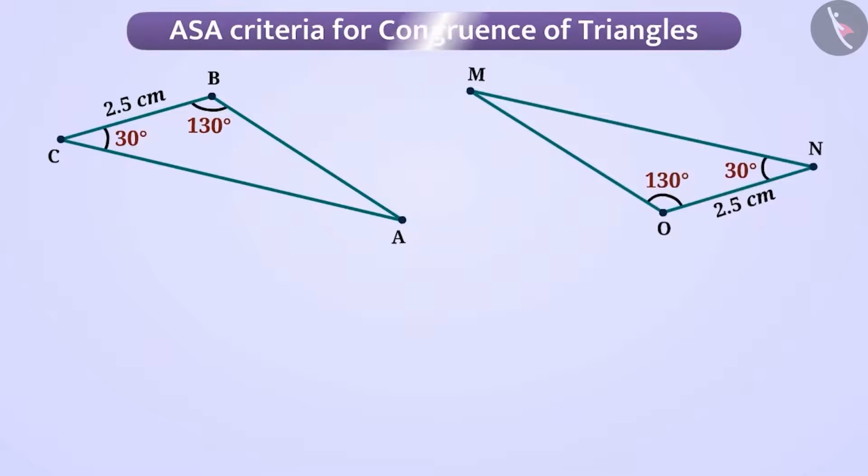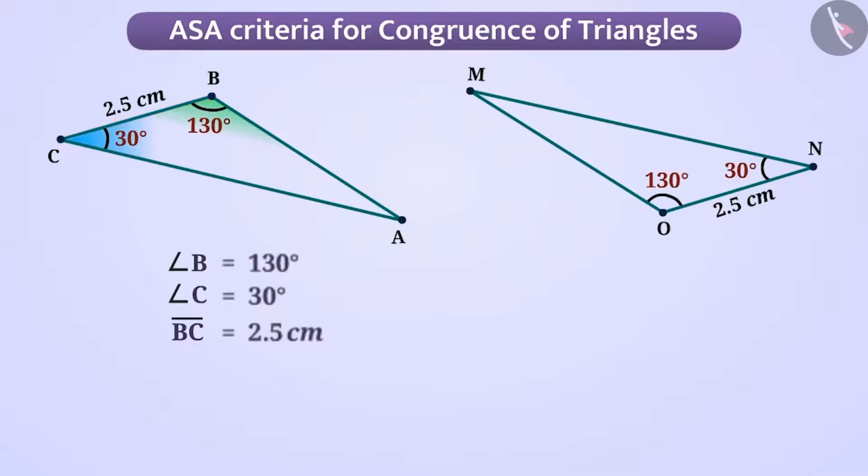Like here, we have two triangles. The triangle ABC has angle B equal to 130 degrees, angle C equal to 30 degrees, and the length of the included side BC equal to 2.5 centimeters. Similarly, in triangle MNO, we have angle O equal to 130 degrees, angle N equal to 30 degrees, and the length of the included side ON equal to 2.5 centimeters.